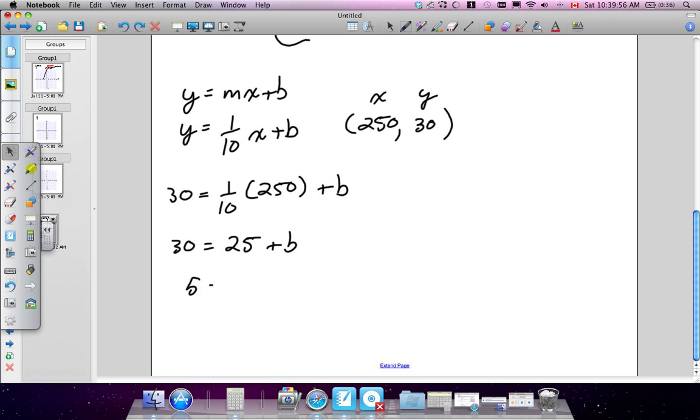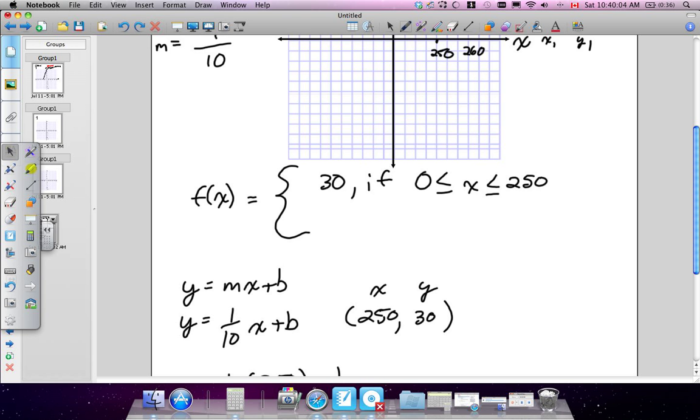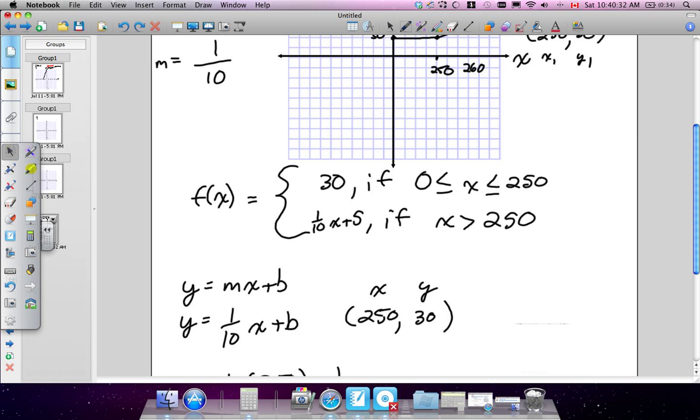So my actual equation, when I go to put it in here, remember this is our y, is equal to, I could put 0.1x or 1 over 10x, 1 over 10x plus 5. That's the actual equation for the second part of the piecewise function. And then I have to give it this restriction: if x is greater than, not equal to, 250. Does that make sense? Yeah. So we actually had to figure out the slope and y-intercept of that straight line.